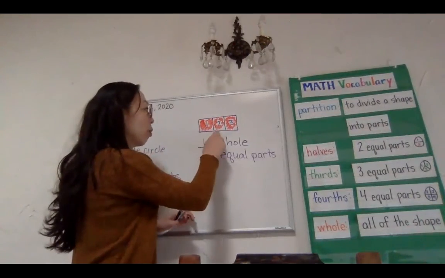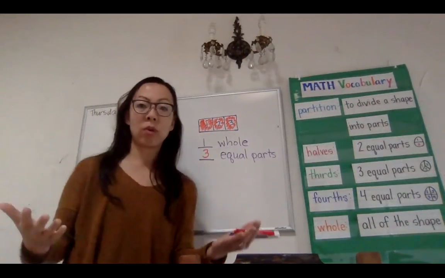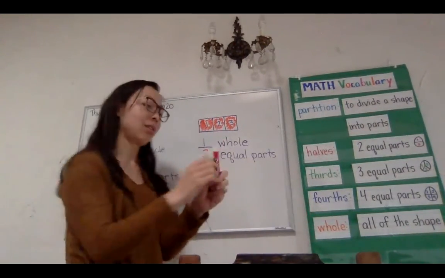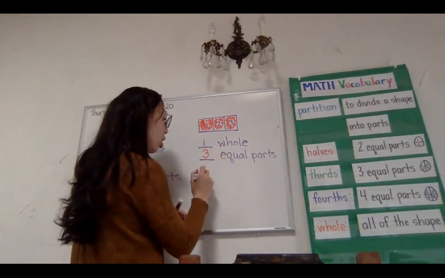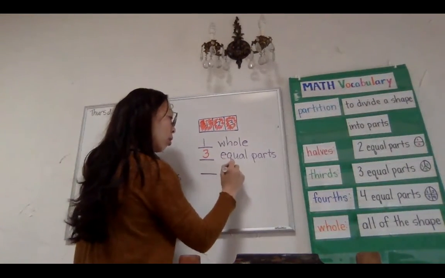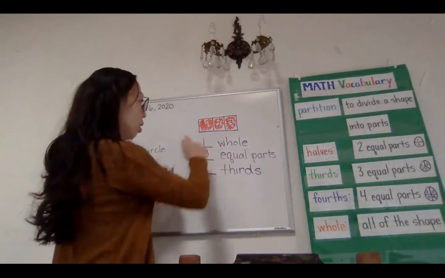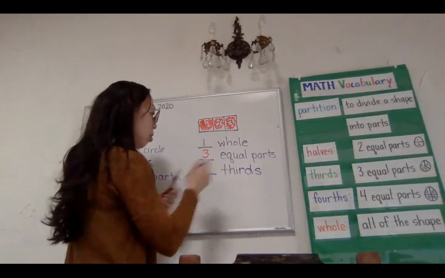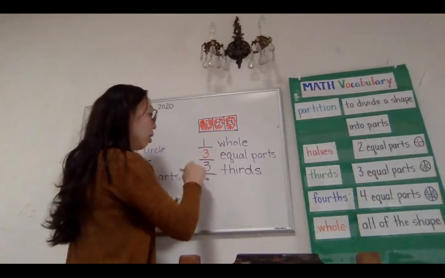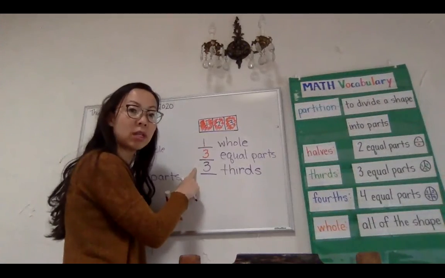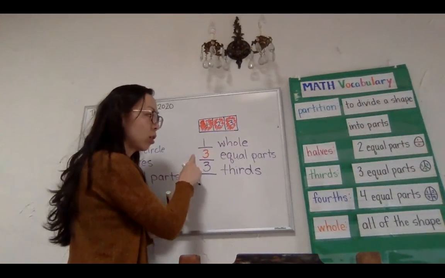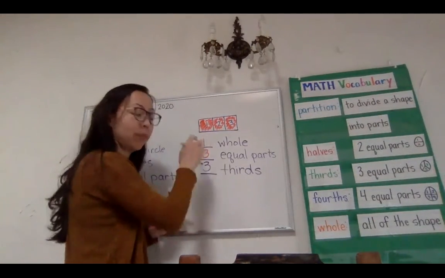Well, we know that 1, 2, 3 equal parts are what? What are those called? Thirds. So if I shade in all 3 of my thirds, we can see that 3 thirds shaded in is 3 equal parts shaded in, and it's also 1 whole.